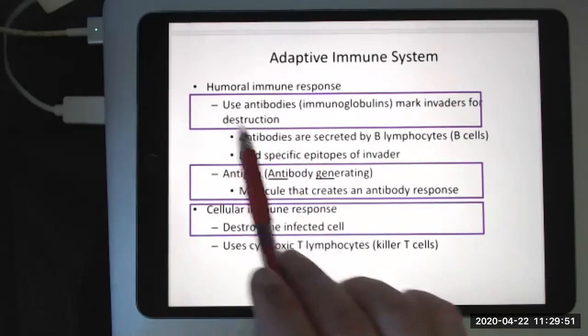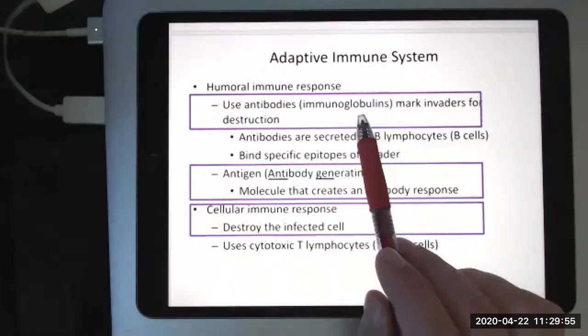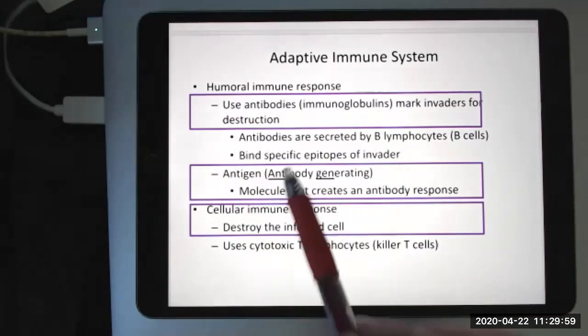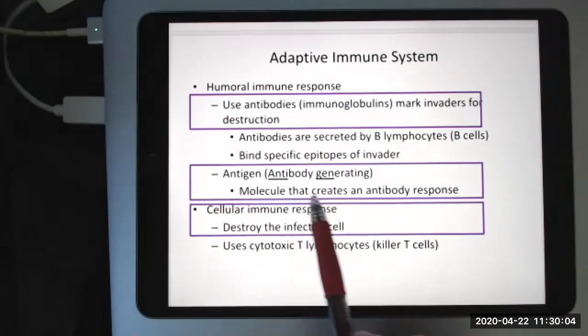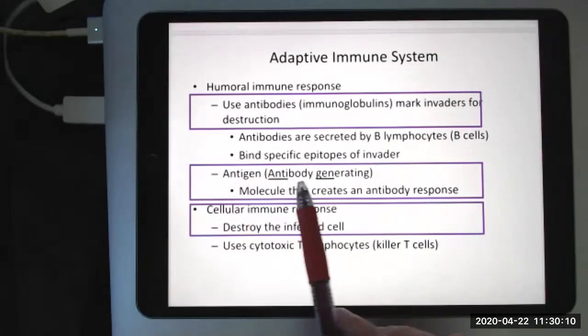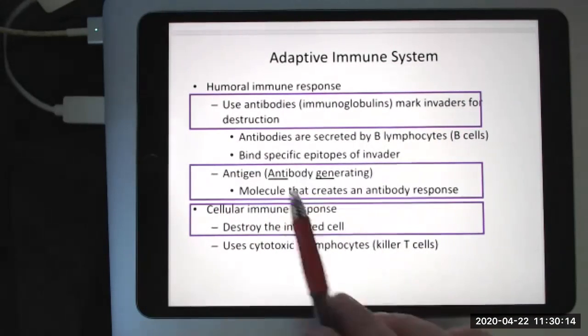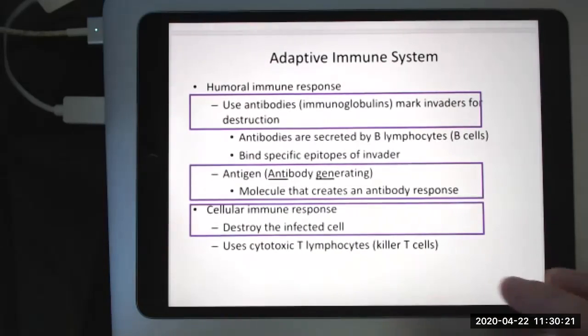Okay, so for these, we're going to use antibodies, these immunoglobulins, to mark the invaders for destruction. The things that actually start the process to create the antibody are what are called antigens. They're antibody generating molecules. These are the parts of the pathogen that start the immune response.